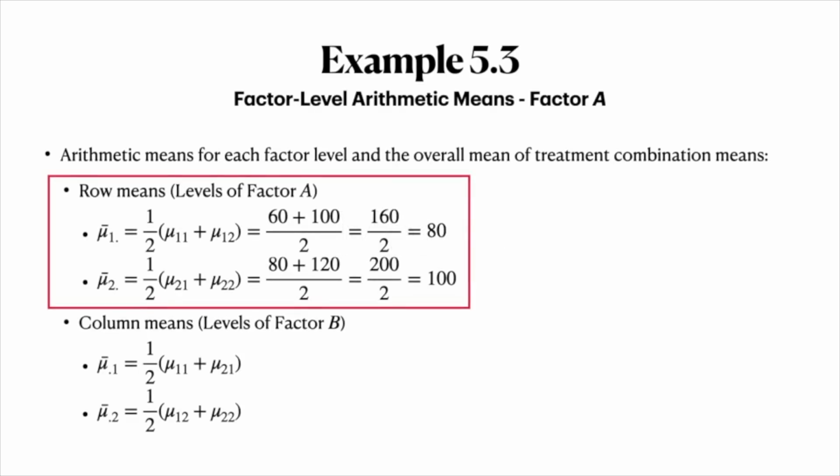All right, let's move on to the next task of calculating the various means and effects associated with this 2x2 complete factorial treatment structure. And we will start off by calculating various means. And so we're going to calculate the arithmetic means for each factor level and also the overall mean of treatment combination means. We've actually already done that last one because we just talked about it, but we'll do it again. We'll show the calculation on the next couple slides.